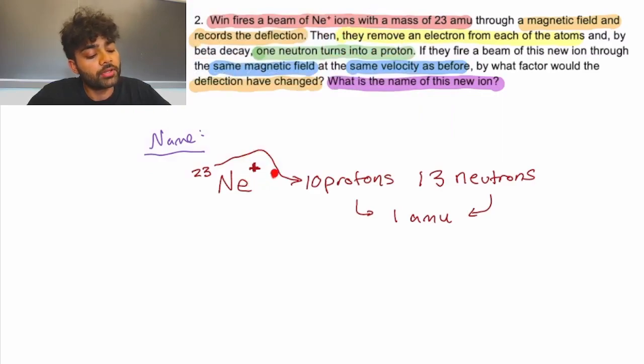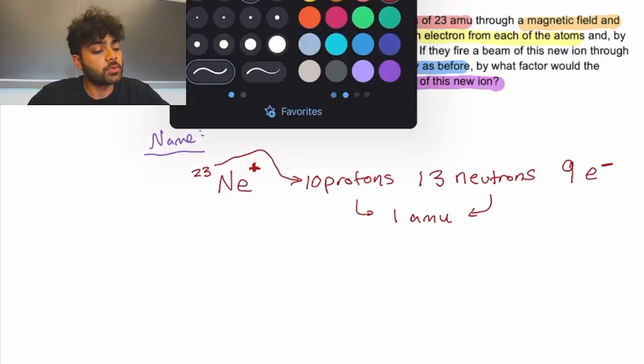And now we want to figure out the number of electrons. So we see we have a plus charge here, and our charge is comprised of protons and electrons. And our protons are a plus 1 charge, our electrons are a negative 1 charge. So if we have a plus 1 charge on our atom, we must have one more proton than electron, so we have 9 electrons. Alright, so this is what we start with.